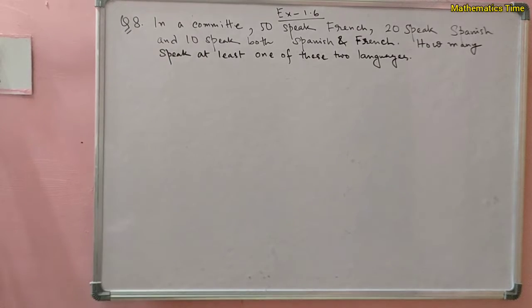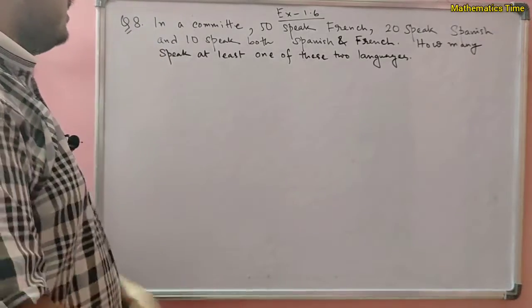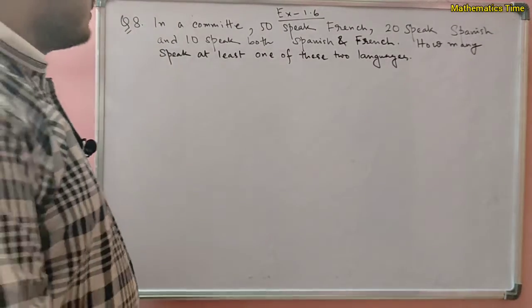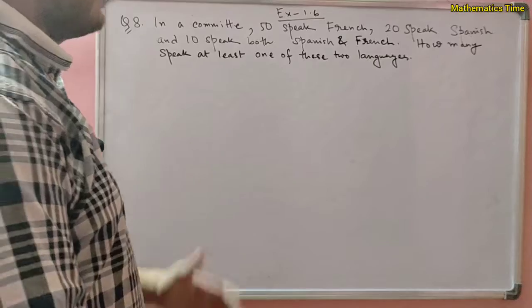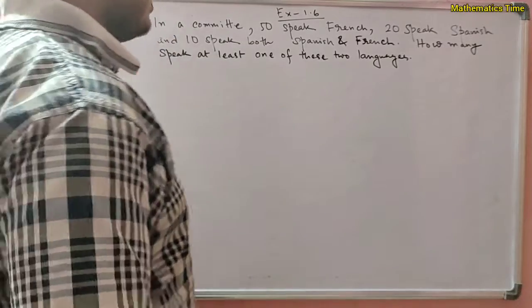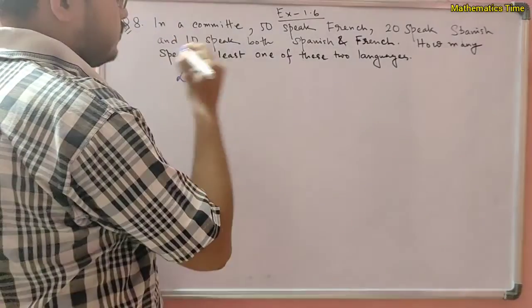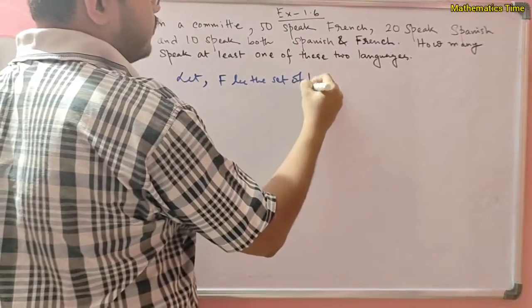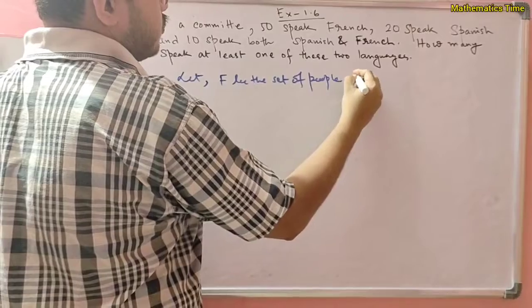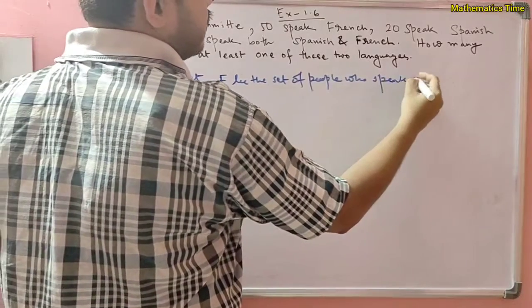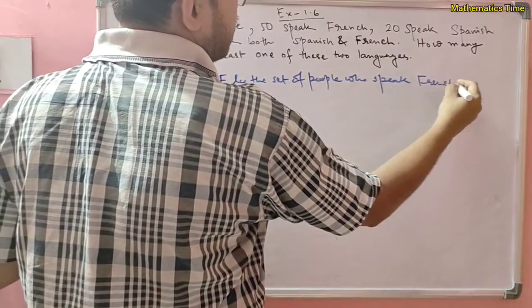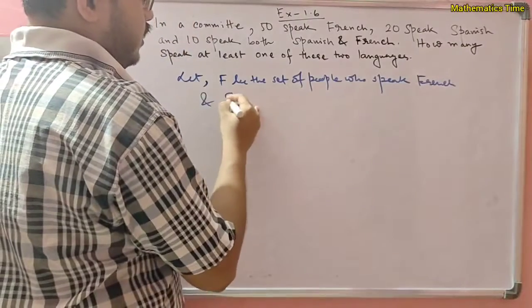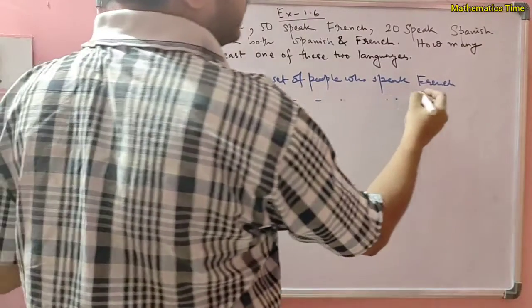So let us do a problem from exercise 1.6, question number 8. In a committee, 50 speak French, 20 speak Spanish, and 10 speak both Spanish and French. How many speak at least one of these two languages? So let F be the set of people who speak French, and S be the set of people who speak Spanish.